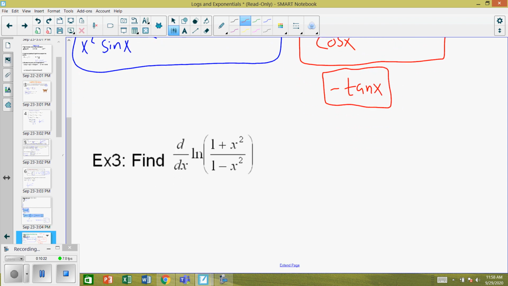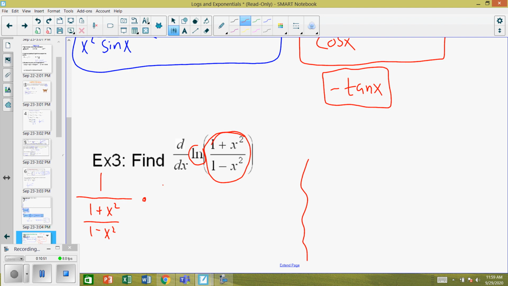Then lastly, we got to find the derivative of ln of 1 plus x squared over 1 minus x squared. So I actually got two ways I want to talk about how to do this real quick. So I'll draw a little line. The first way is to do what I've been saying. So it's going to be 1 over the quantity on the inside. So 1 over 1 plus x squared over 1 minus x squared. And then we're going to multiply by the derivative of the inside. Now, the derivative of the inside is going to be quotient rule.